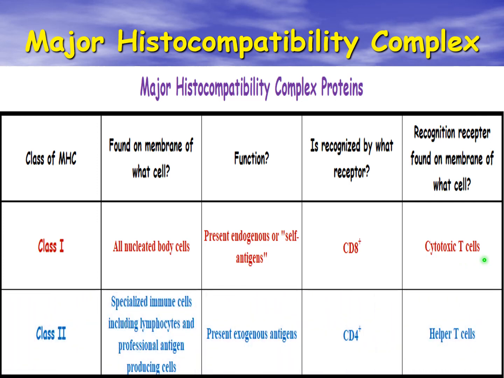Class 2s are found on specialized immune cells, including all of the lymphocytes and the professional antigen presenting cells. This includes macrophages, dendritic cells, which are specialized macrophages, histiocytes, which are macrophages that are found in specific organs, and the B lymphocytes themselves. The class 2 present exogenous antigens, so those that arise from outside the body. The class 2s are recognized by the CD4 plus receptor that is found on the membrane of the helper T cell.